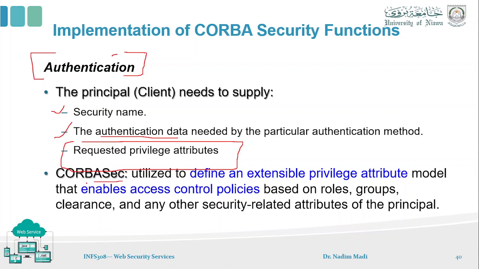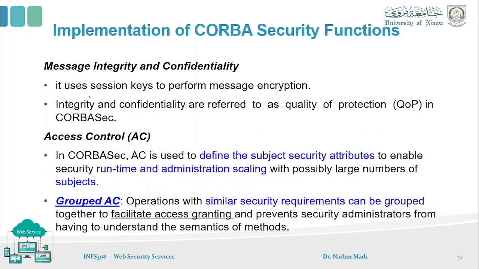So here we use what we call CORBA SIC. Okay, so that's of course a security framework as we have defined before in order to implement all these concepts. مش بس authentication, and also message integrity, access control, and so on. So in message integrity, it uses the session keys in order to perform the message encryption. So integrity and confidentiality refer to the quality of protection. يعني fulfilling these two concepts actually improves the level of protection.